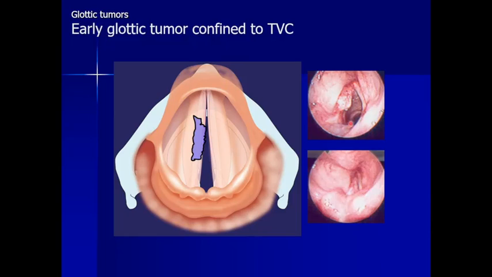So here's a patient. This is an endoscopy showing you that there's a tumor on this left vocal cord, and it's made its way to the anterior commissure, but you can see with phonation that the true chords come together. So this is an early tumor. There's no true chord paralysis.